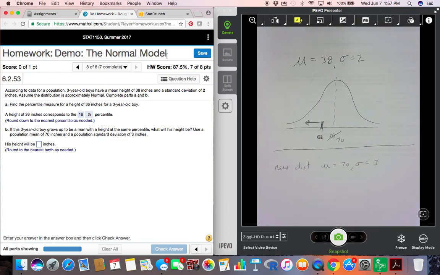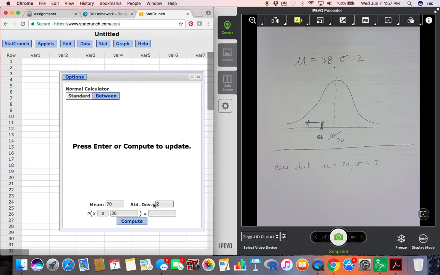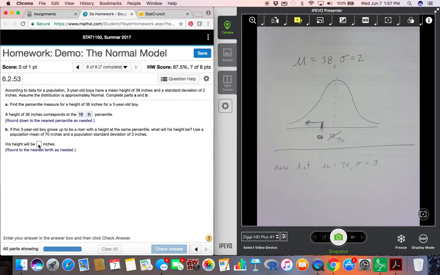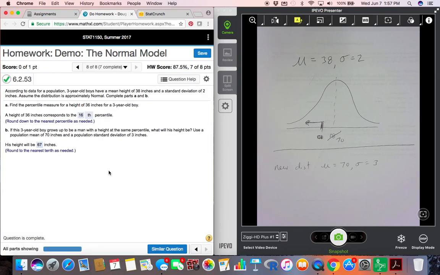Okay, so again, pretty easy stuff. So we want a mean of 70, standard deviation of 3. We want the area to the left to be 0.16. So 67 inches would be what the person would grow to be.